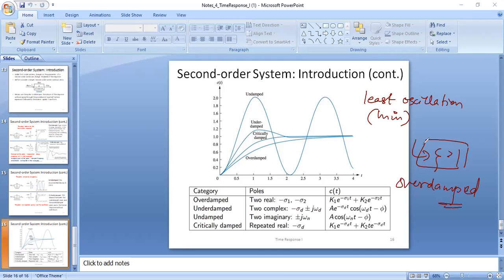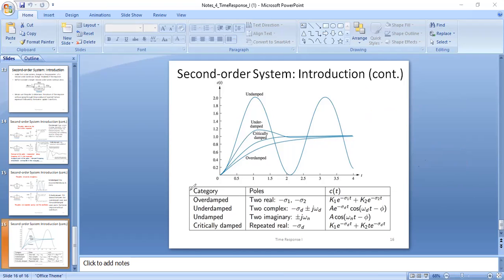And I already told you overdamped means two real roots. Underdamped means two complex roots. Undamped means imaginary roots. Critically damped means repeated real roots. I told you these conditions also; if you want, you can write them on your formula sheet. Are we done now? Yes, this slide is completed.